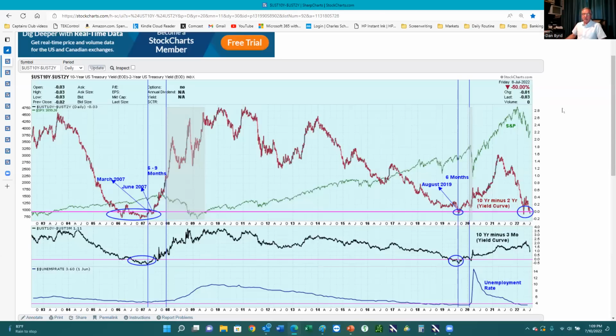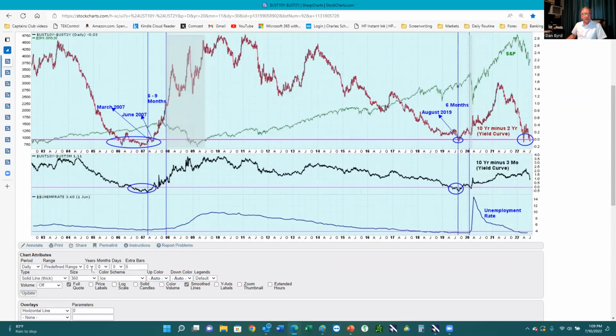So I included that here also in historical context, and you can see that when the 10 and the 2 inverted before the last 2 recessions, the 10 and the 3 month also inverted. Now, I don't know if you've looked back, but have you gone back farther? I have not gone back any further than this.